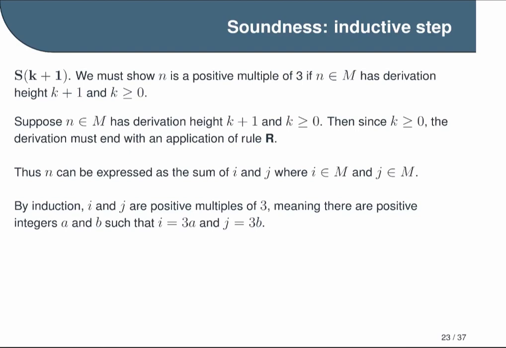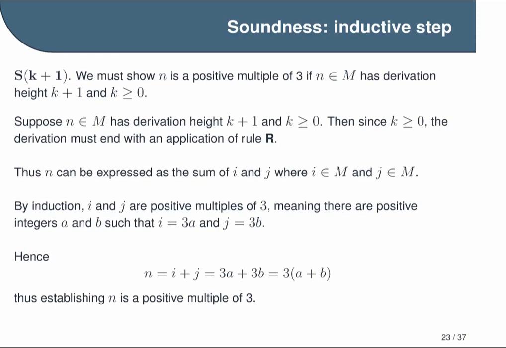Therefore, we can write our element n that we're trying to prove is a positive multiple of 3 as the sum of numbers I and j, which are both positive multiples of 3. We can rewrite I and j as 3 times a plus 3 times b, and with a little arithmetic, we can rearrange that into 3 times a plus b, right? Where a plus b must be a positive integer. And that is the completion of our proof. That shows that n must be a positive multiple of 3.